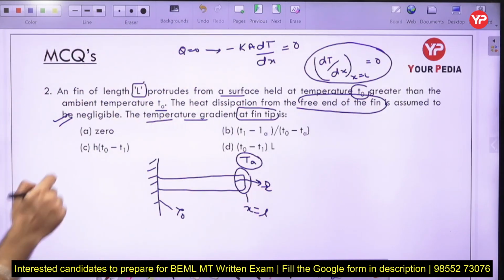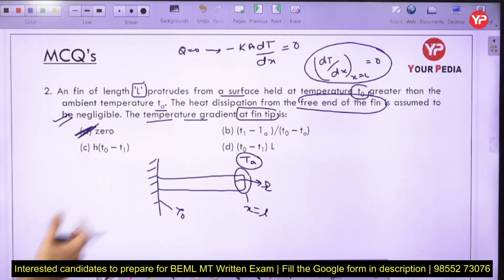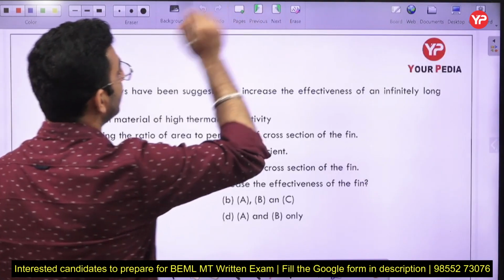Okay, so that is the case. So I can say option number A will be the correct answer in this case. That's again a very simple case. It is not so difficult for you. Coming back to the next question.